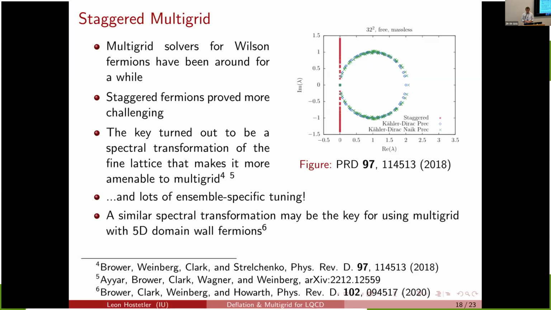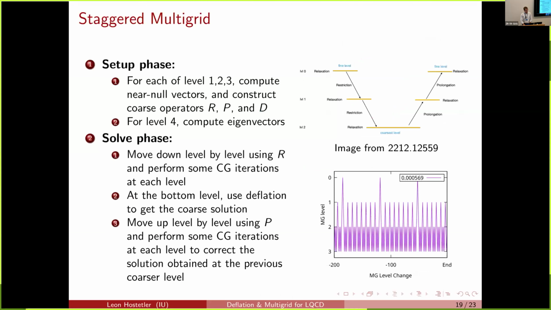But the key turned out to be a particular spectral transformation that took our eigenvalue spectrum and deformed it in a way that was a lot more amenable to multigrid. The details of all that, if you're interested, are given in these papers below. Along with that, there's a lot of ensemble specific tuning that is required in order to get multigrid to work.